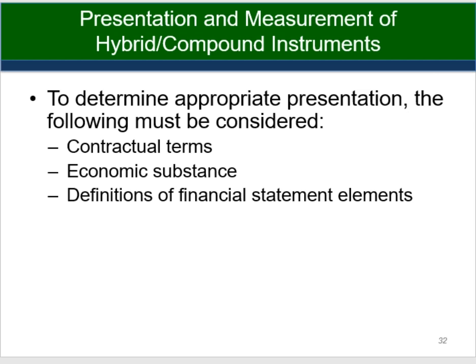The definitions of financial statement elements. Remember, a financial liability is defined under both IFRS and ASPE as a contractual obligation to do either one of the following: to deliver cash or another financial asset to another party, or to exchange financial instruments with another party under conditions that are potentially unfavorable. The financial liability is a contractual obligation to do one of those things. So under IFRS, using an entity's shares instead of cash to settle an instrument is still a financial liability.